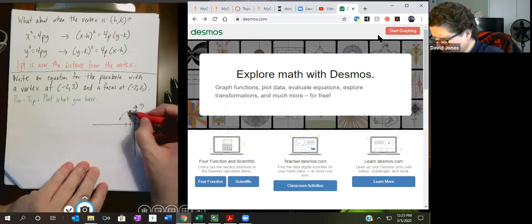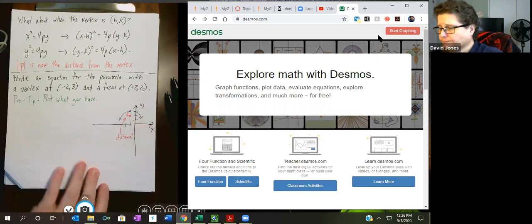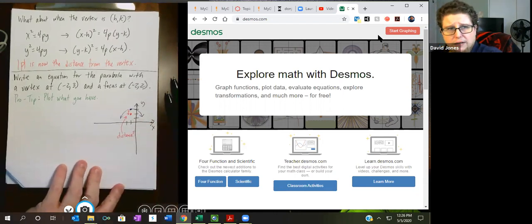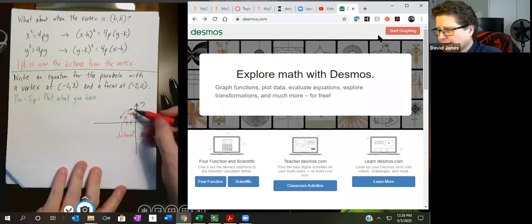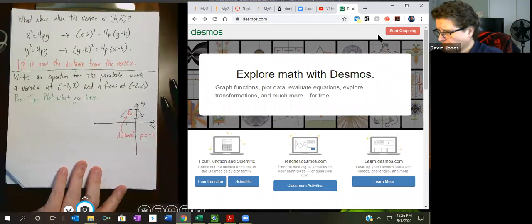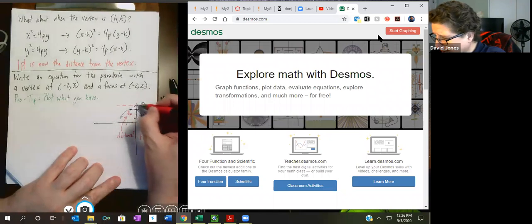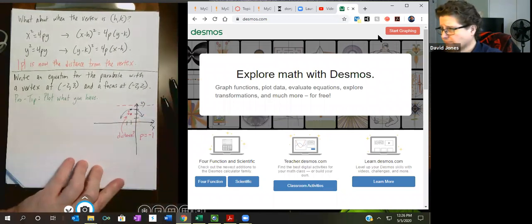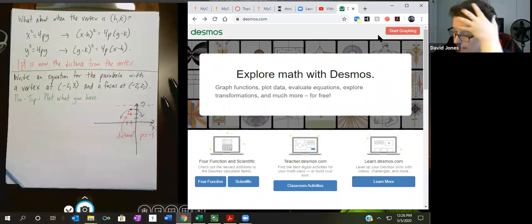What is this distance right here? How far apart are they? They are 1 apart. So our P has to equal either plus or minus 1. It's going downward. I would argue -1. Which means we have a directrix up above like that. And then now let's write what we have.